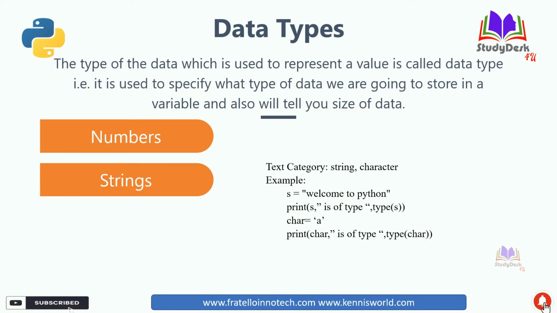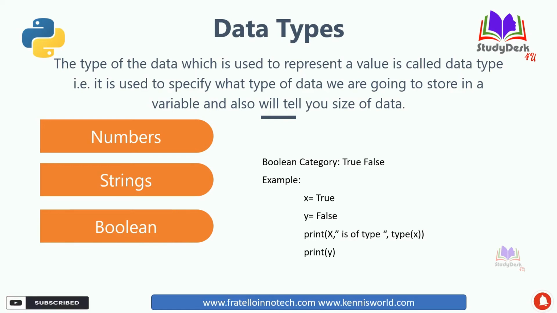And then strings. Strings are nothing but a collection of characters. Even a single character is also represented as part of the text category only. If you mention it in double quotes, it will be treated as a string. If you specify it in single quotes, it will be treated as a character. And boolean has only two values, true and false.